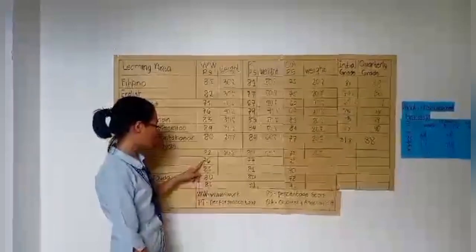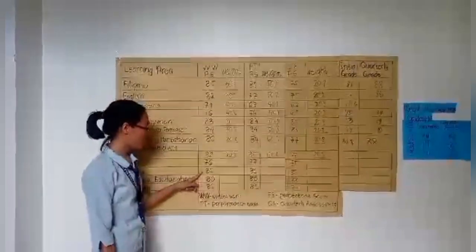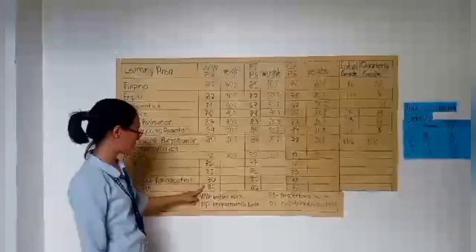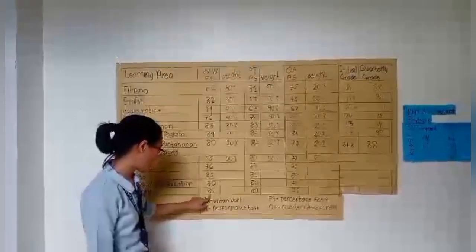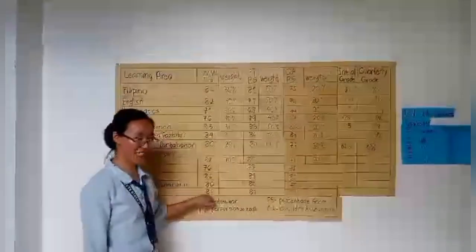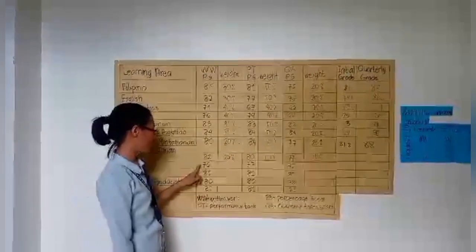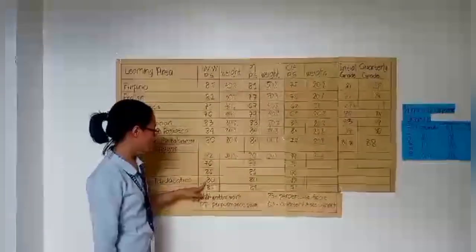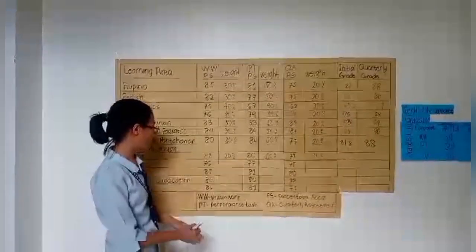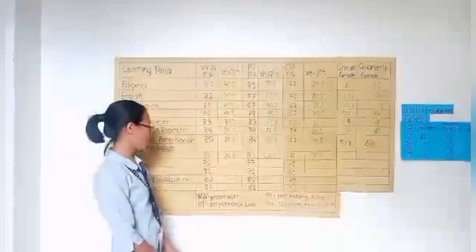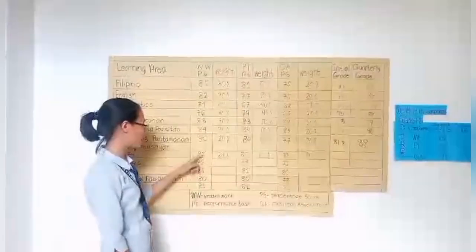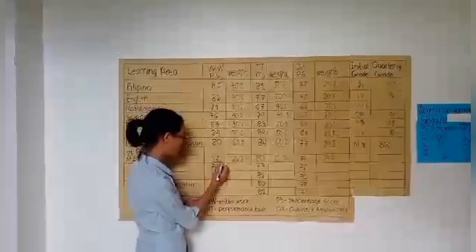So 76 plus 85 plus 80 plus 85 equals 326, divided by 4 equals 81.5. So we have to round it up so it will become 82.